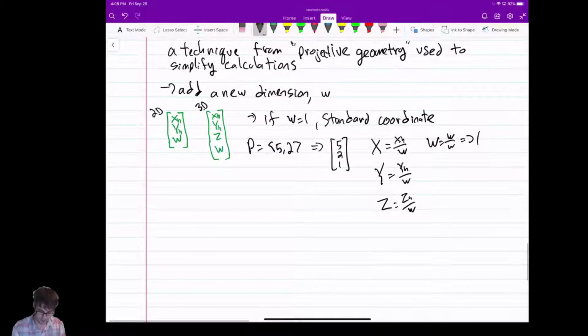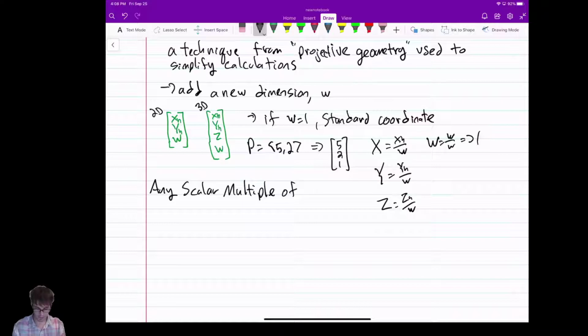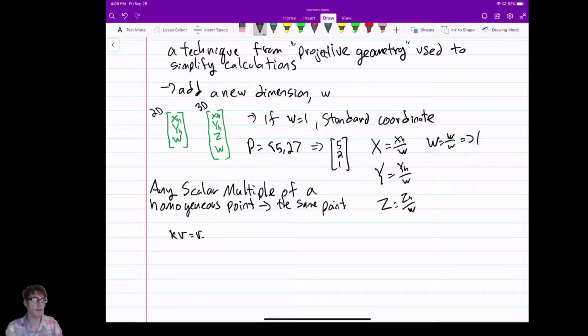I have an example in a second, but I want to say it this way first. Any scalar multiple of a homogeneous point is the same point. So for all vectors v, kv equals v. And this makes sense, right? If I multiply everything by 5, w becomes 5. I divide everything by 5, I'm back.